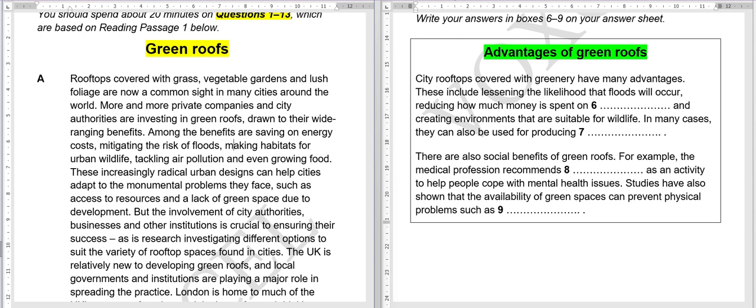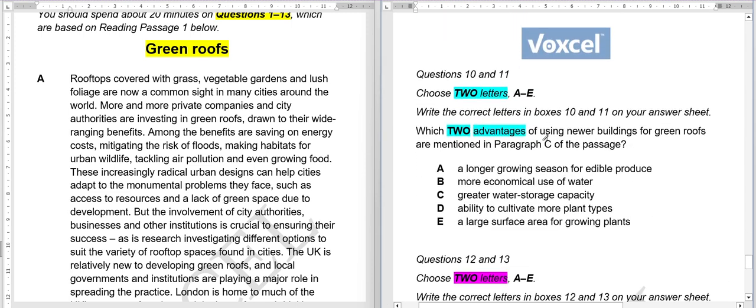For example, let's read it. City rooftops covered with greenery have many advantages. Again, advantages of city rooftops covered with greenery. So we were thinking along the same lines. These include lessening the likelihood of floods will occur, reducing how much money is spent on. So reducing the amount of money spent on something, okay, and flood. So wherever we find this kind of information, then we will read the blank again.